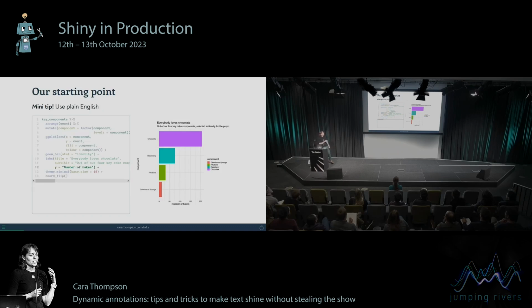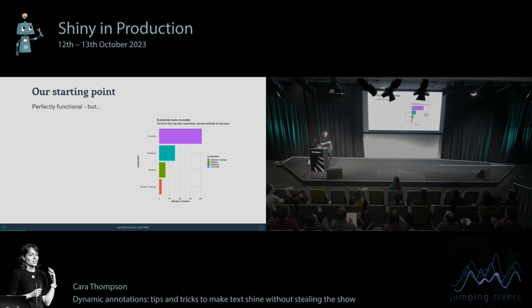Last thing, use plain English. If we're going to have axis titles, let's just make them plain English if we can. Again, it just avoids that cognitive load of people having to think, what was that again? I can't remember the acronym. Just make it easy for people is the bottom line. So there we go, we have a perfectly functional plot. It's got all the information in it.